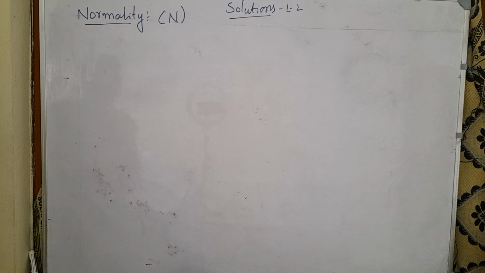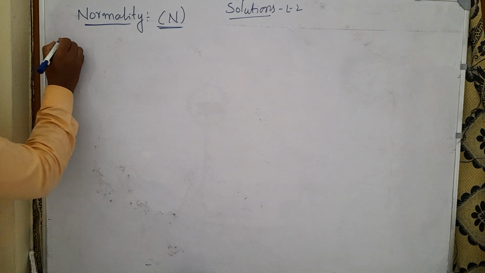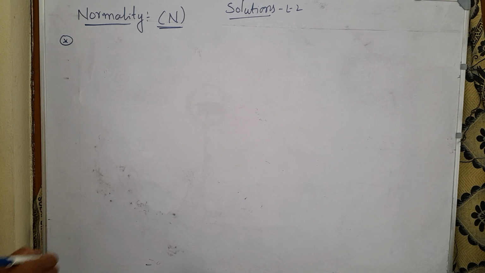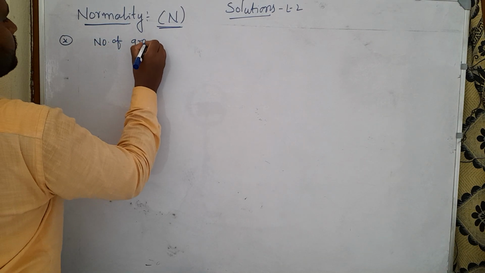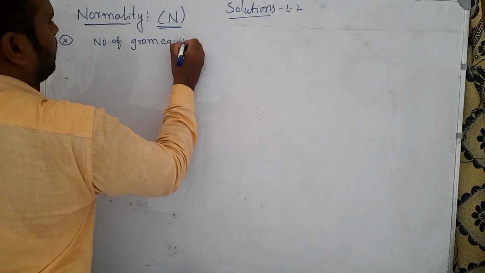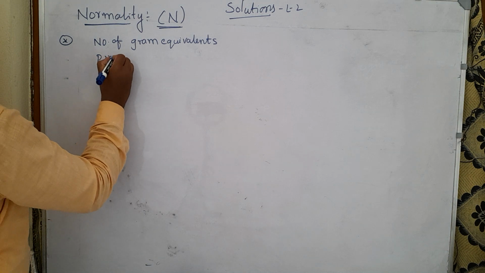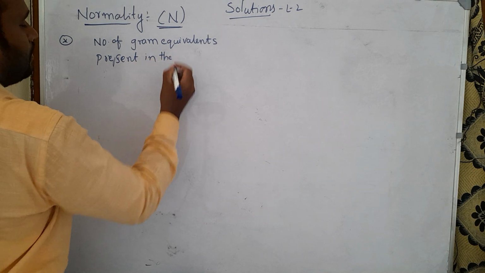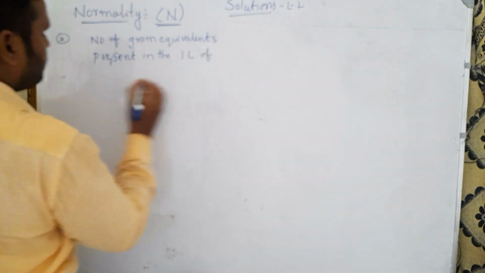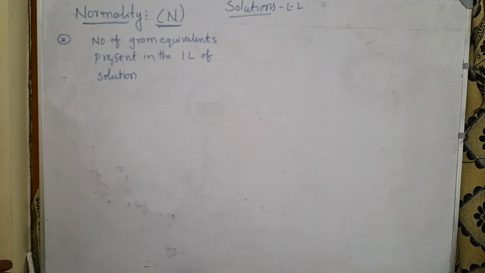Next let us discuss the normality of a solution. It is another method of expressing concentration. So what is normality? Normality is nothing but the number of gram equivalents present in 1 liter of solution. Number of gram equivalents present in 1 liter of solution, that is called what?